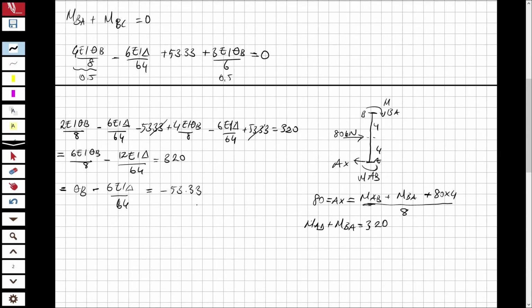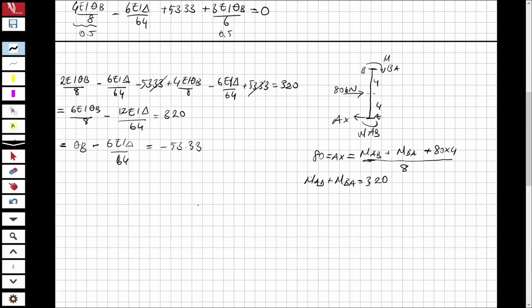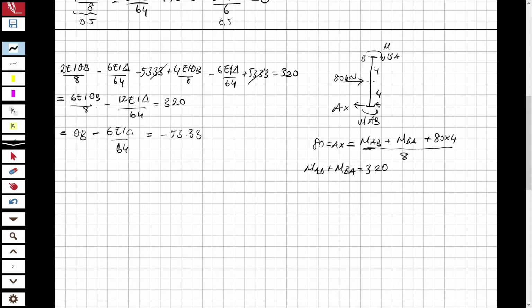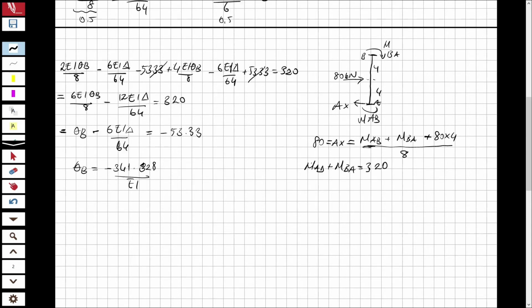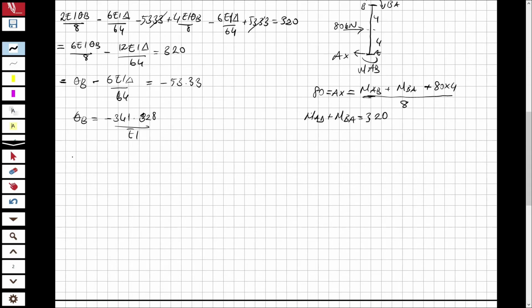And now I have these two equations. If I have two equations and two unknowns, it's easy to solve. Now when I solve these equations, I'm going to obtain theta B as 300 minus 341.328 over EI, and I will also obtain the delta value as minus 3071.978 over EI. I guess now it's okay.